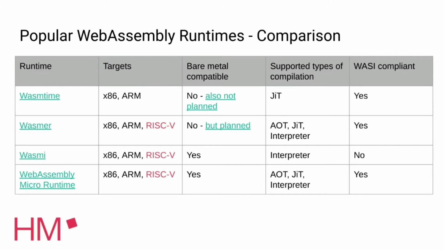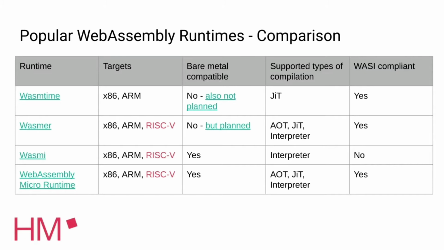There's a couple of very popular WebAssembly runtimes, and I just highlighted the four most important ones. One is Wasmtime, which doesn't support RISC-V at the moment. It's also not really in the context of bare metal. With bare metal, I mean something that doesn't require a standard library. And this is really just-in-time only, but it has WASI support.